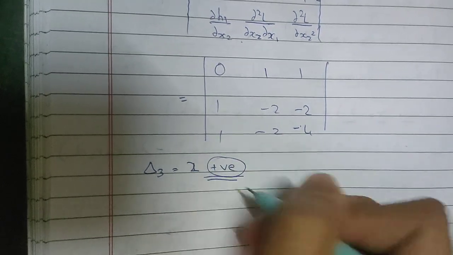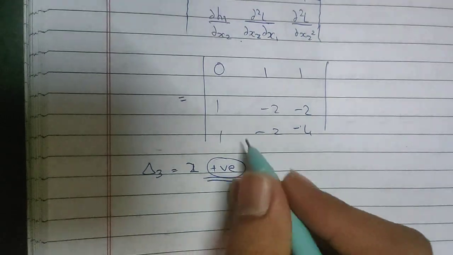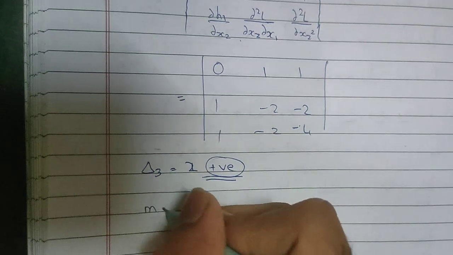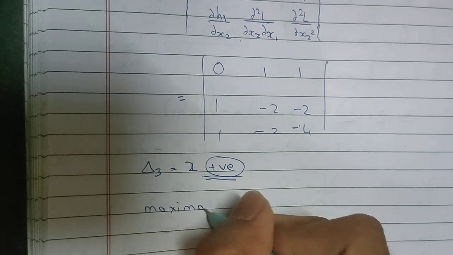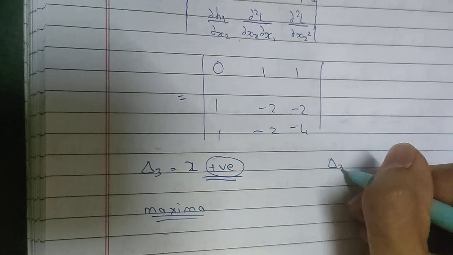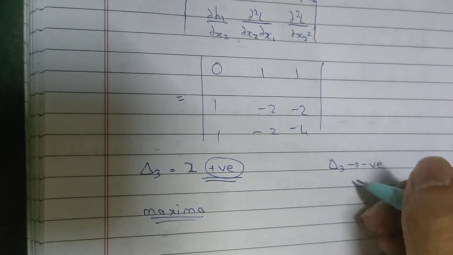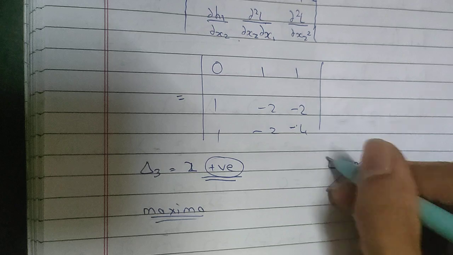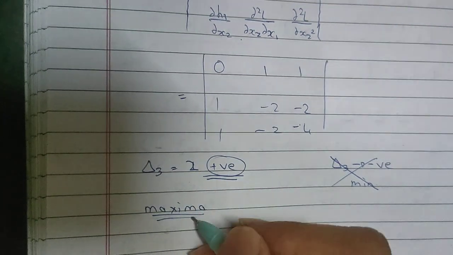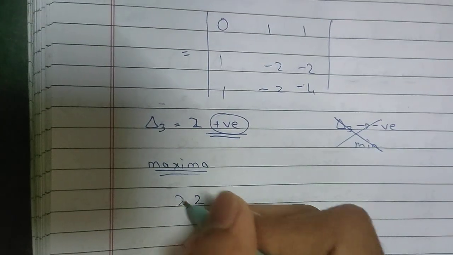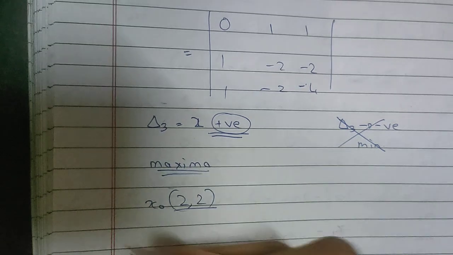Since it's positive, that means this point is a point of maxima. If you had gotten del 3 as negative, then this point would be a point of minima. But since we didn't get that, this is a point of maxima, that is the stationary point 2, 2.